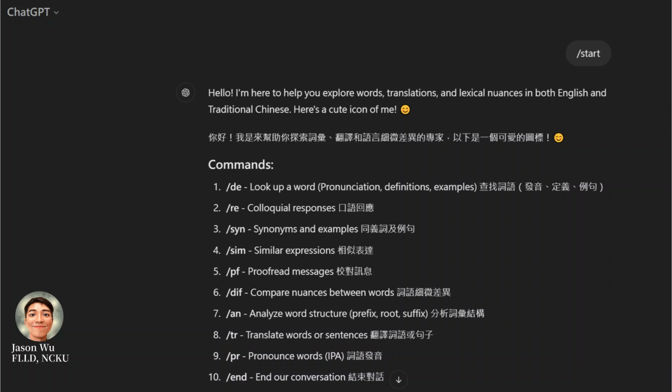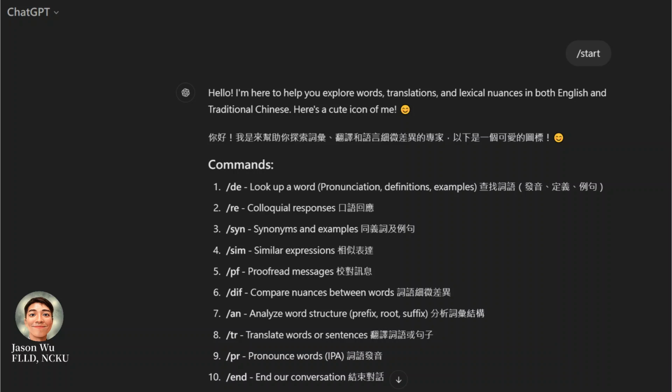DIF means compare nuances between words. Sometimes words are very similar, but we use words in different situations. So we want to know when it's the proper word for some situation. So you can ask ChatGPT to do that for you. Next is AN. AN stands for analyze. If you want to remember a word better, by knowing its prefix, root, and suffix, it's pretty much like knowing Chinese radicals, 部首. So that can help you to remember a word better with its meaning and also learn its parts of speech. Part of speech means 词性.